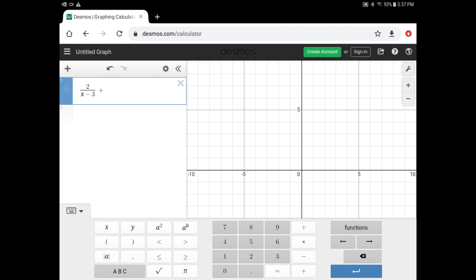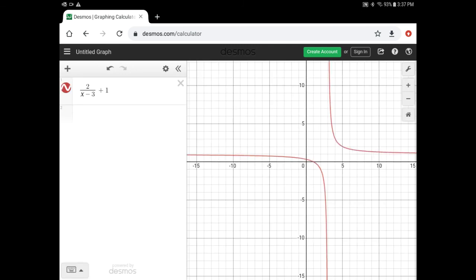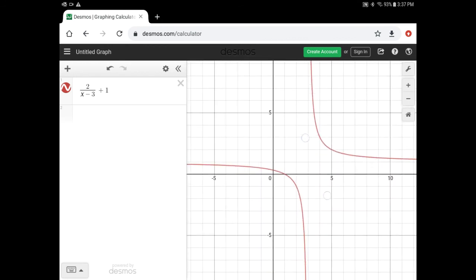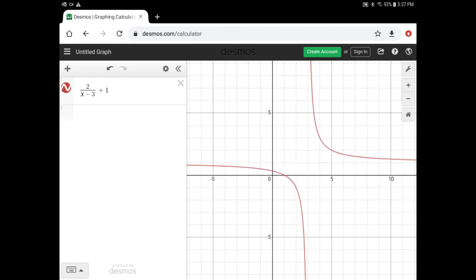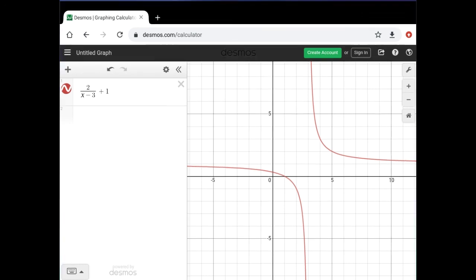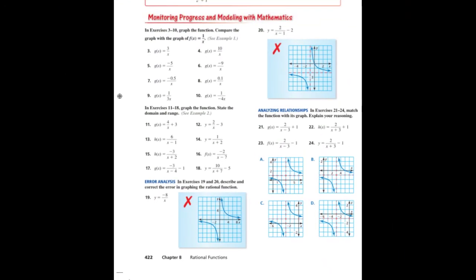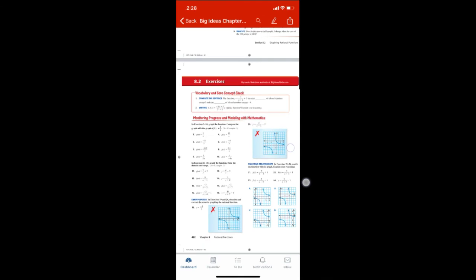There it goes. I don't know what caused that to be like that last time, but okay, I refreshed it. Horizontal asymptote is at 1, vertical asymptote is at 3. So there it is, it's A. Great.